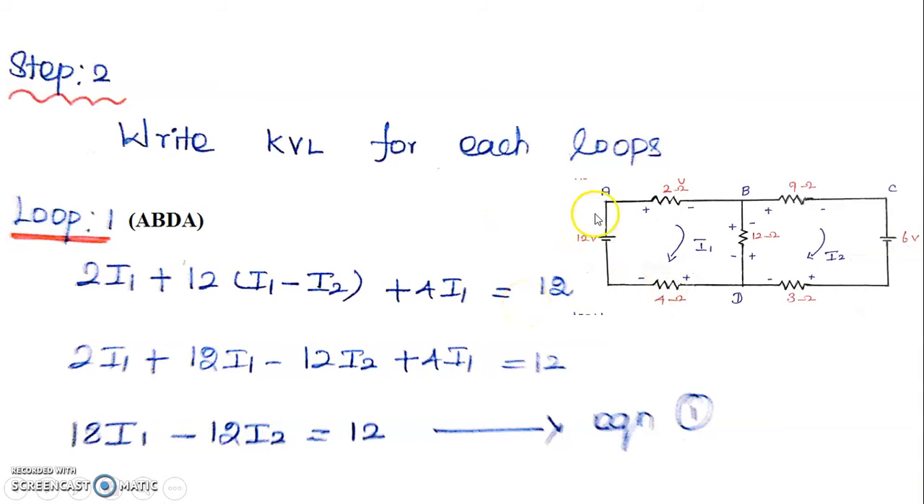We know the potential rise, so we have to calculate the potential drop across each resistance. Here the potential drop is 2 into I1, and 4 into I1. In the case of the 12 ohm resistance, two currents are flowing through it. For mesh 1, the I1 current is more dominant. So the 12 ohm resistor potential drop is 12 into (I1 minus I2).